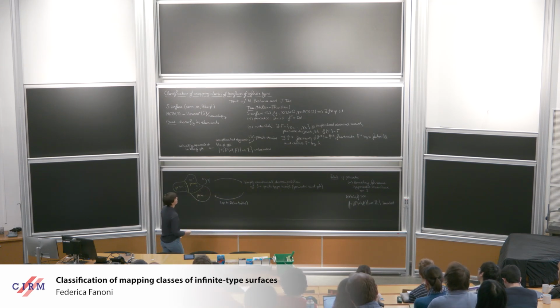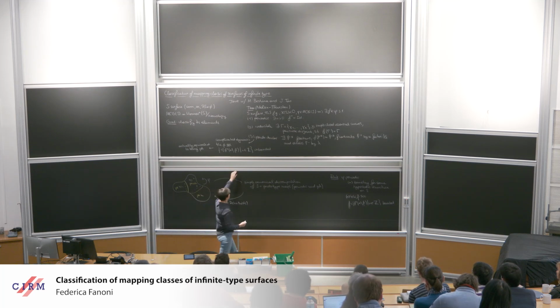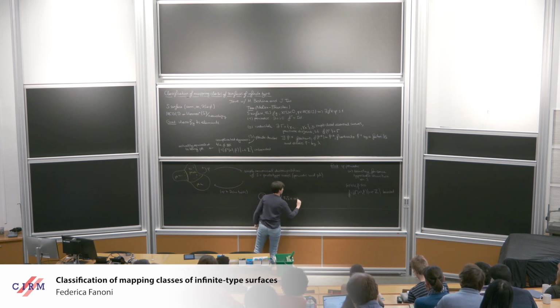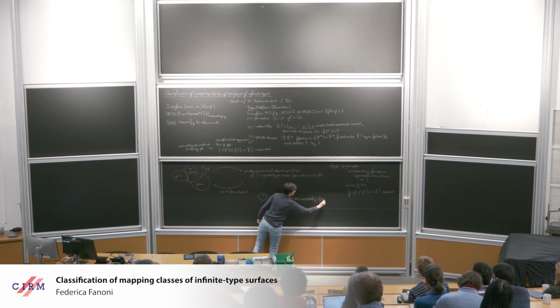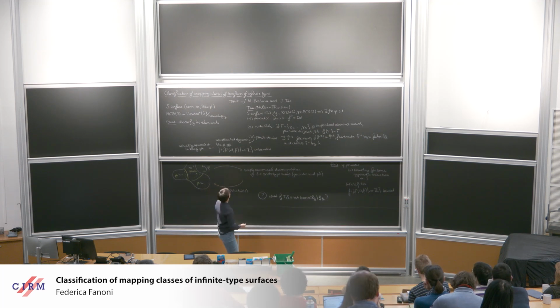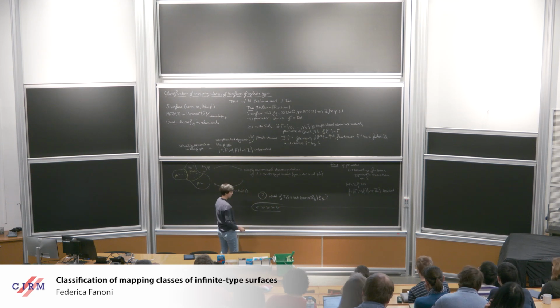Okay, so the main question I want to try to answer today, or hint at the start of an answer to, is what happens if I drop this assumption of the fundamental group being finitely generated? And just to give you a couple of examples of surfaces that fit this framework, these are the surfaces that are usually called of infinite type. We could have surfaces of infinite genus, such as something like this.